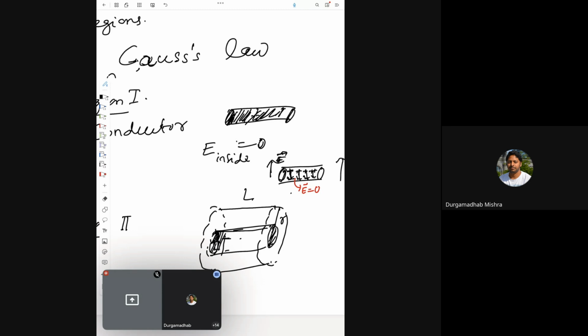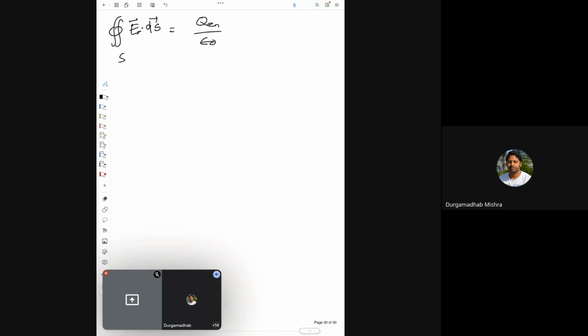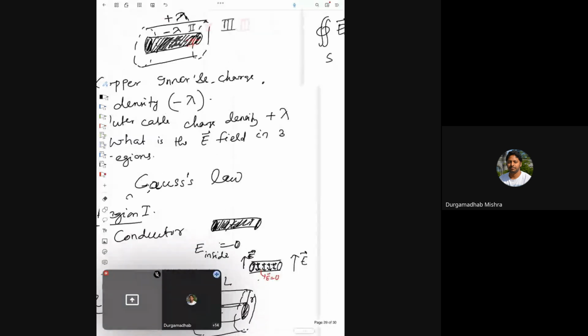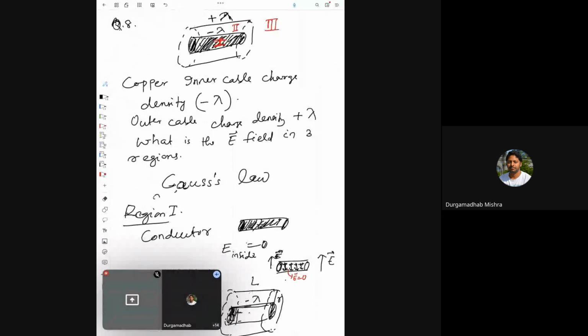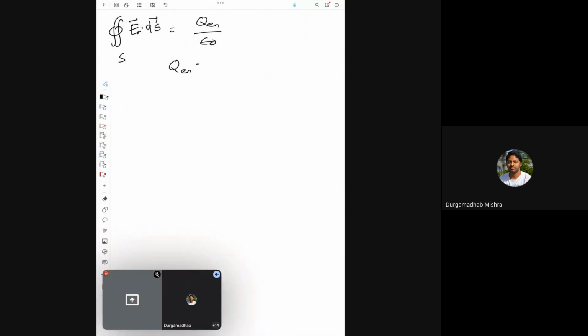So how much charge is there? All these charges that are sitting on this inner cable are all within this Gaussian surface. And what is that value? This Q enclosed is minus lambda into L. Okay, so this is your minus lambda, so this is minus lambda into L, the total charge that is enclosed by S. Easy to find out the right hand side.